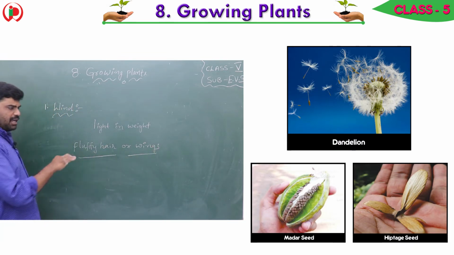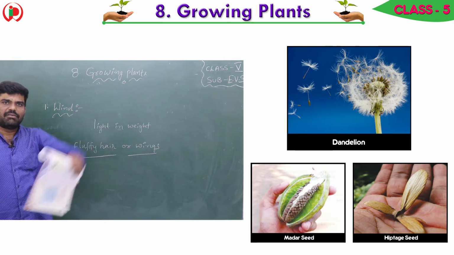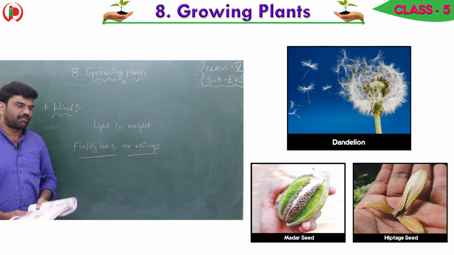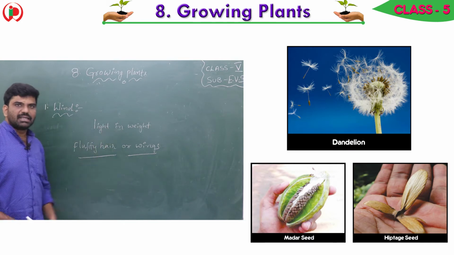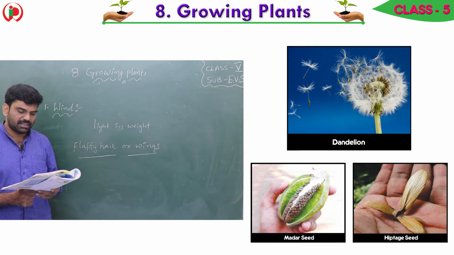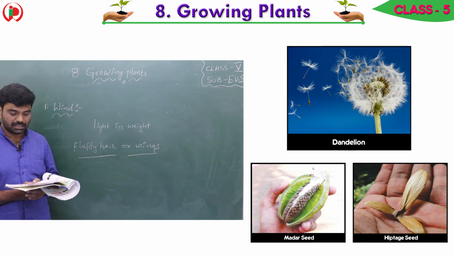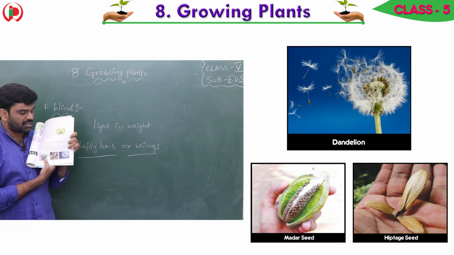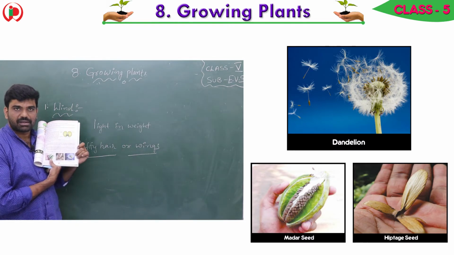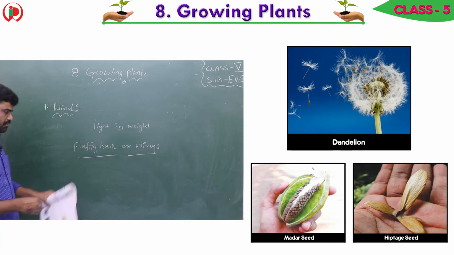So when this fluffy hair or wings are present, when the wind blows like this, wind blows from high pressure to low pressure, children. When the wind blows like this, these seeds will be scattered or dispersed. For example, seeds of cotton. Children, do you know cotton seeds? Dandelion. See the third figure. This is called dandelion, and it has fluffy hair around it.